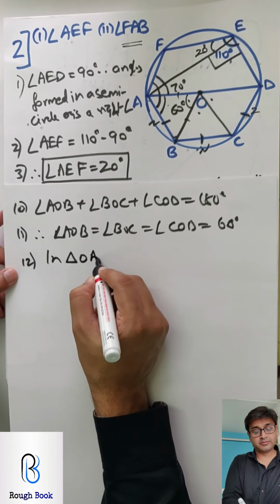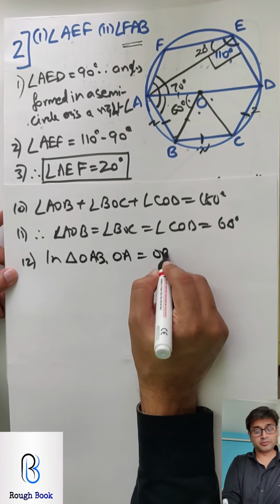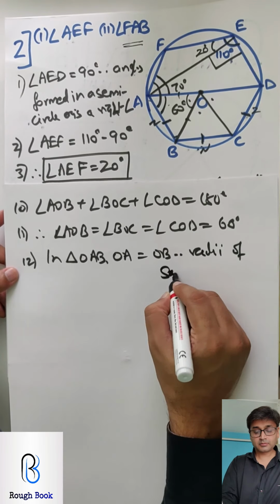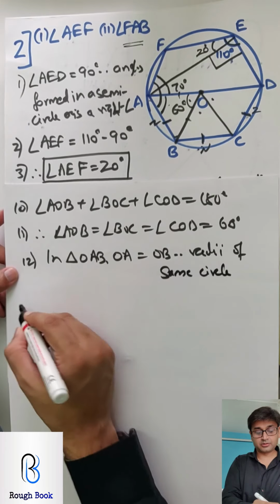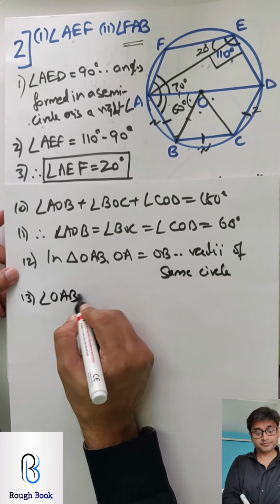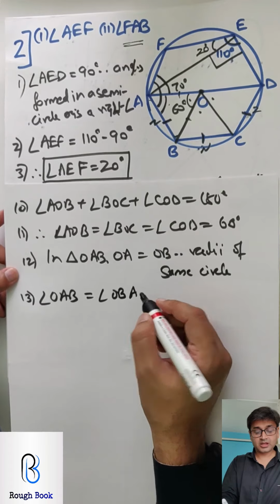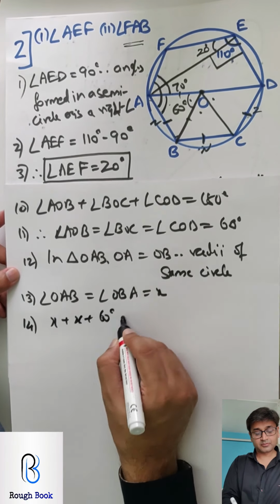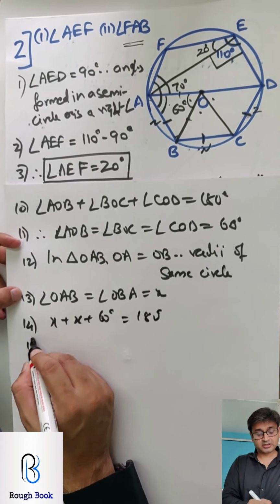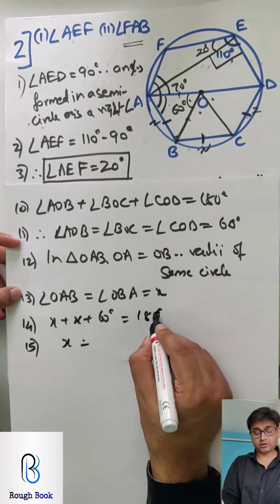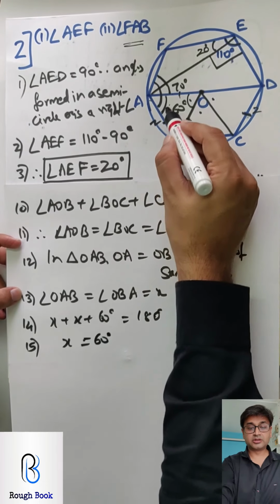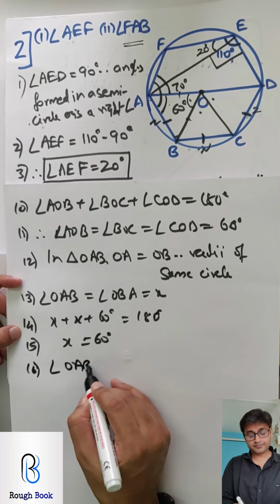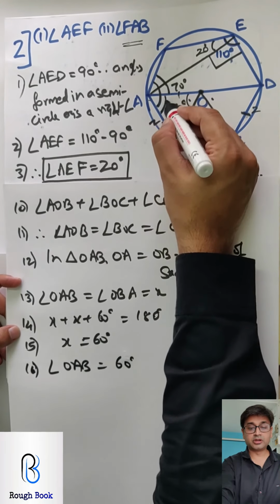So in triangle OAB, OA equals OB, radii of the same circle, and therefore the base angles are equal. That is, angle OAB equals OBA equals X. So we can say X plus X plus 60 equals 180. Therefore 2X equals 120, so X will automatically become 60. So angle OAB equals 60.